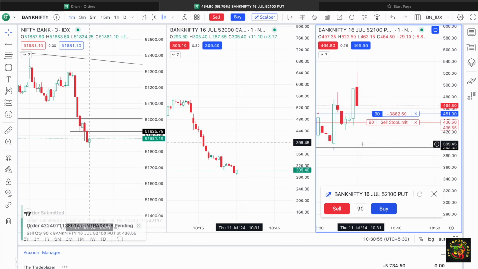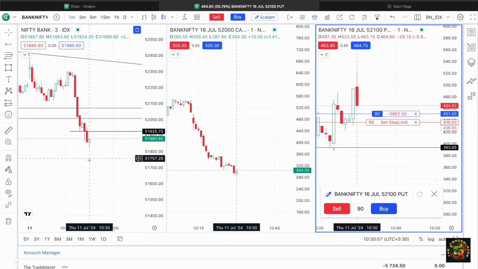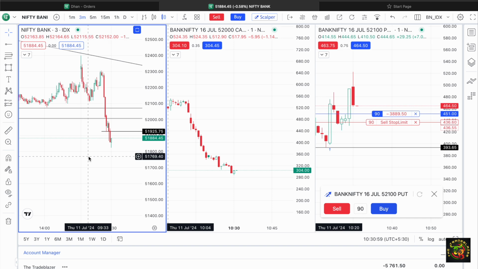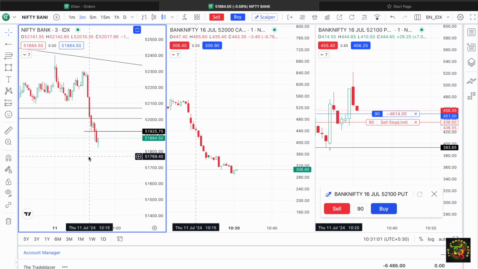Yeah, that's one key takeaway. Never take your eyes off the screen whenever you are in an option buying trade, right? I was looking at something else for just a few seconds and it reverted very fast. Let's see how this goes on from here.